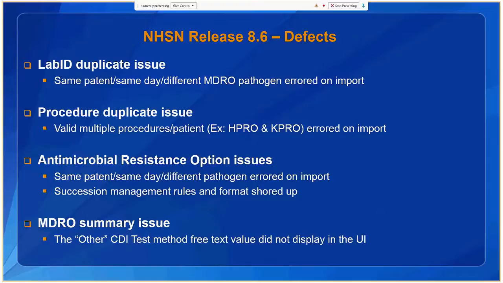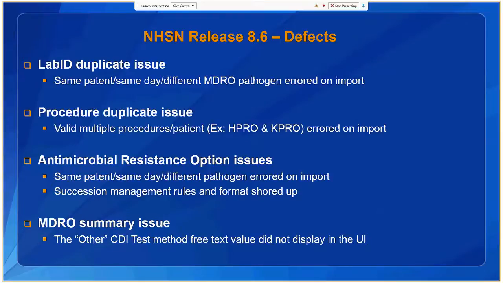The same thing was happening on procedures that allowed multiples, like hips or knees. It was seeing it as a duplicate when really it wasn't and it was allowed. So that has been fixed. We found antimicrobial resistant option issues, similar to the Lab ID issue, same patient, same day, but different pathogen. It saw it as a duplicate when it really wasn't. That's been fixed. And succession management rules, the format and the rules, have been sort of shored up for AR.